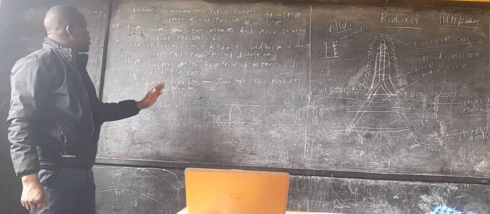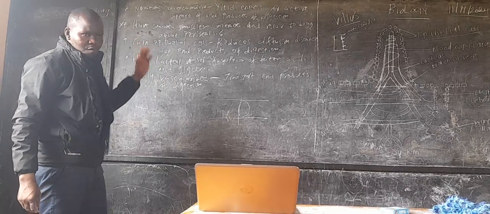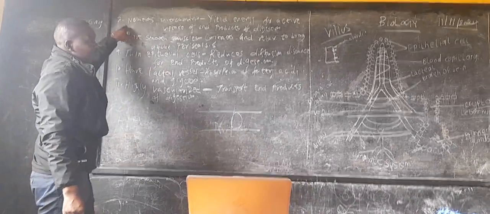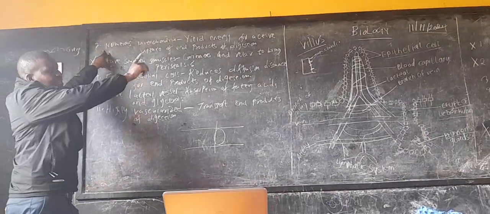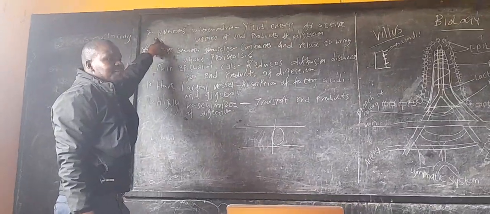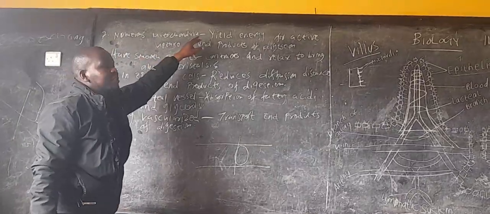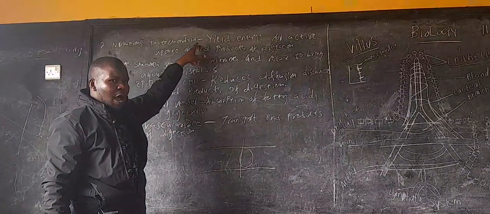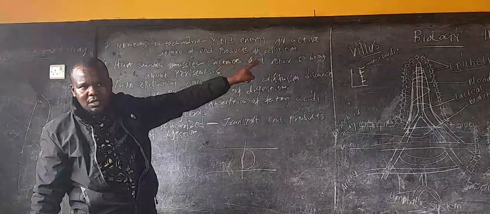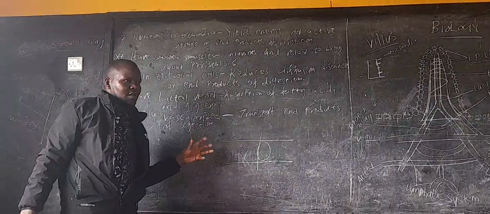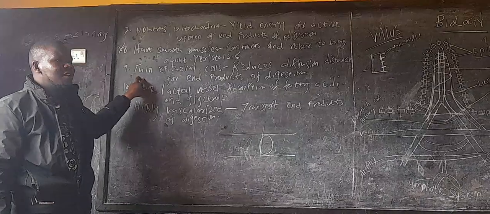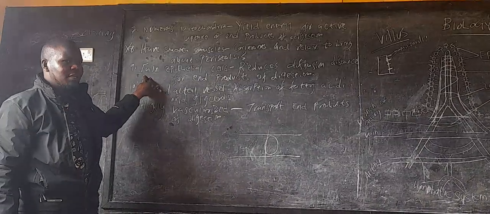Let's now check the adaptations. The remaining adaptations that we have are adaptations of the villus to its function. Number one, we have numerous mitochondria. Within that villus structure, we have numerous mitochondria, and they give energy for active uptake of the end products of digestion. That is it, right? Number two, we have the thin epithelial cells.